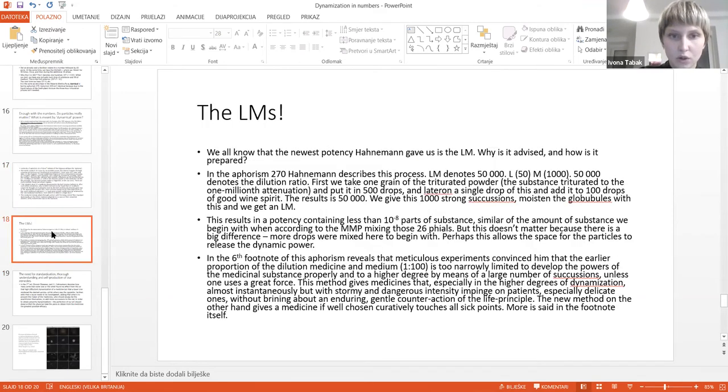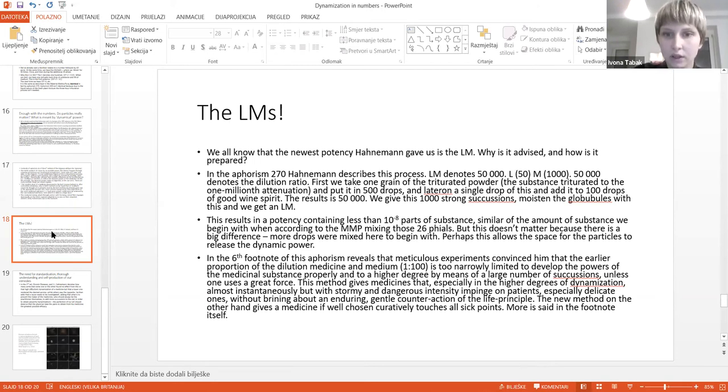And yeah, so the LMs, to finish off with those, actually two more slides. The LMs, the newest potency Hahnemann gave us after long, long experimentations. He describes the process in aphorism 270. LM denotes 50,000. So L in old Roman, Latin, whatever. Latin, yeah, it denotes 50 and M is 1,000. So combine LM, you get 50,000.